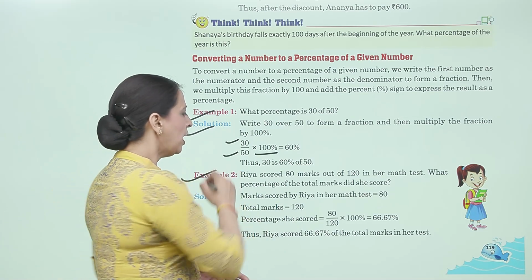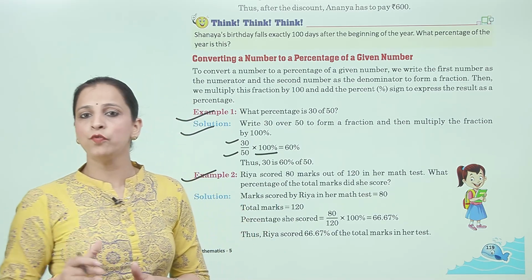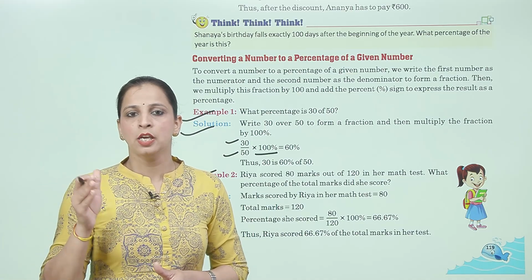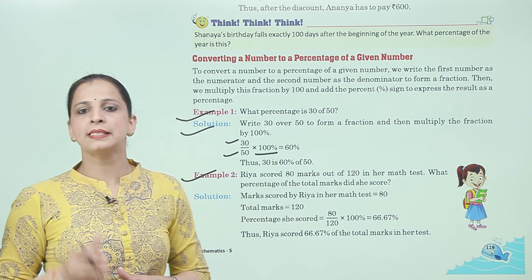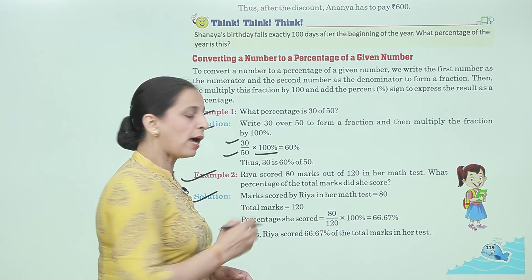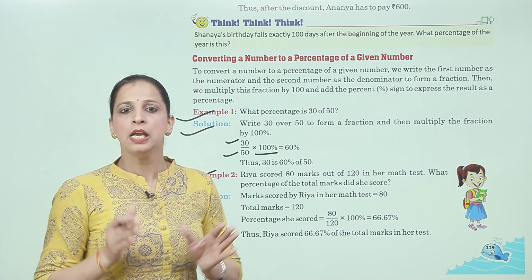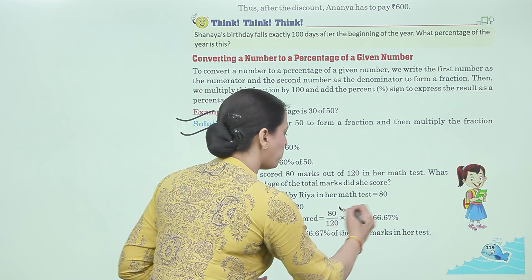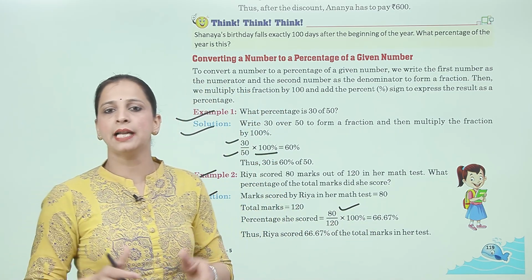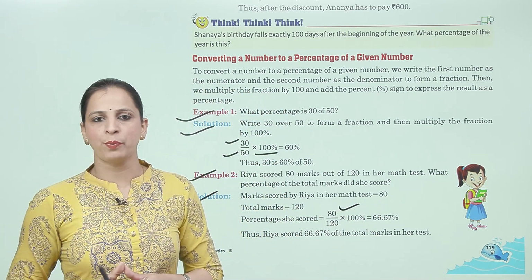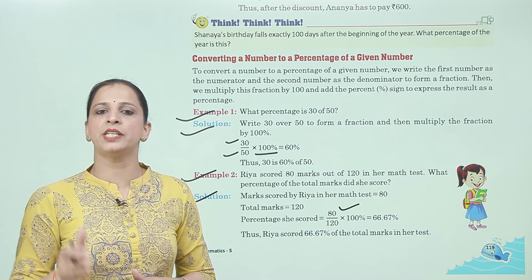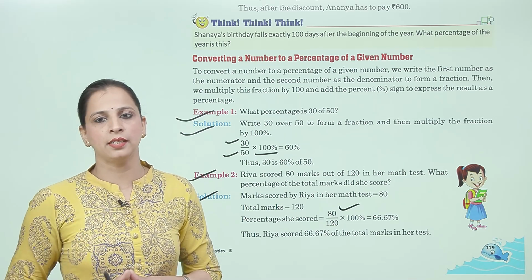Now example 2. Riya scored 80 marks out of 120 in her maths test. What percentage of the total marks did she score? Solution, marks scored by Riya in her math test is 80. Total marks is 120. So percentage she scored is 80 upon 120 multiplied by 100%, that is 66.67%. Thus Riya scored 66.67% of the total marks in her test.